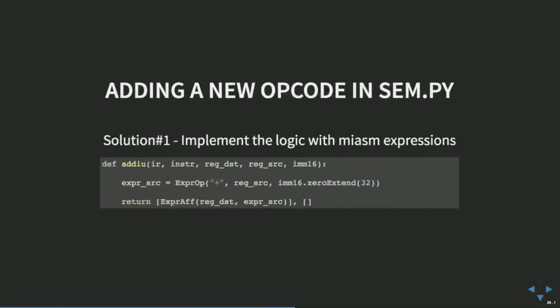Then you can add a new opcode in sem.py. So the idea is to implement the logic. The first solution is to go the hard way, and you will write full and complete MySM expressions. Here it's ExprAff to affect, and so on, to specify add. It's a bit long, and obviously in order to implement add, that's too much.